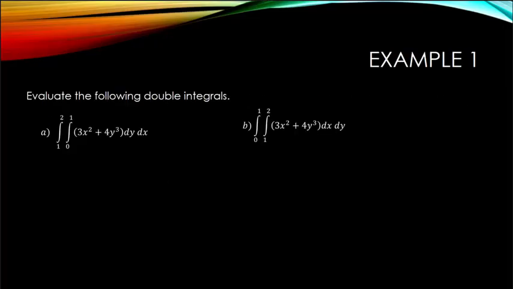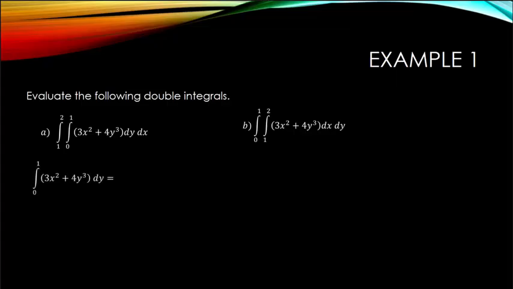Let's see how it looks by working some examples. I want to evaluate the following integrals. I want to evaluate the integral from 1 to 2 of the integral from 0 to 1 of 3x squared plus 4y cubed dy dx, and then I want to evaluate the integral from 0 to 1 of the integral from 1 to 2 of 3x squared plus 4y cubed dx dy.